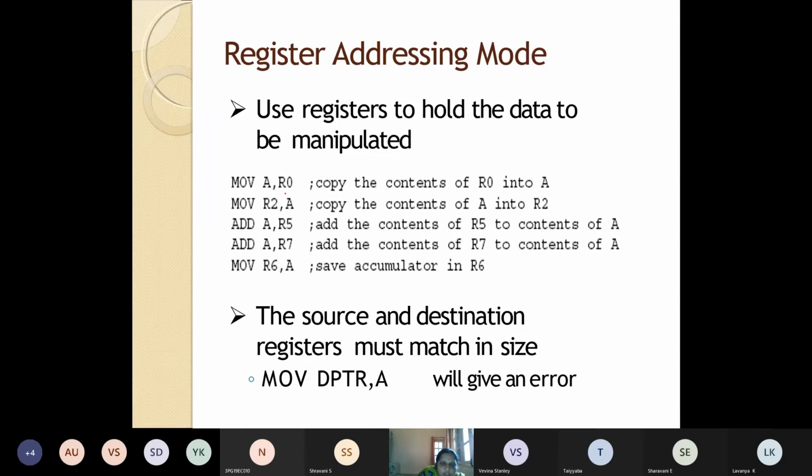Here I have MOV A, R0. Always the first operand is the destination and the second is the source. The content of register R0 is copied to register A, and in the next one the content of register A is copied to R0. ADD A, R5 means the content of register A is added with register R5, and it is stored.